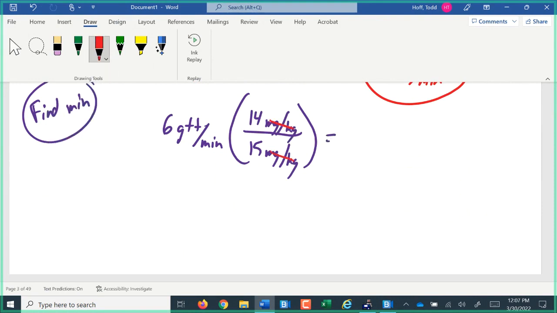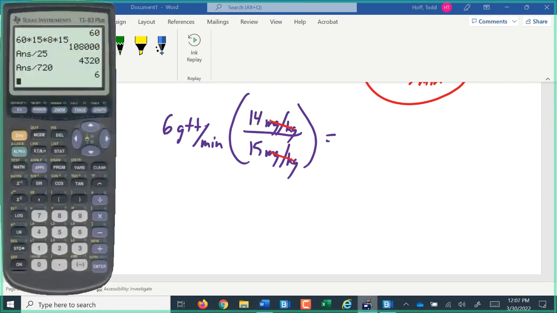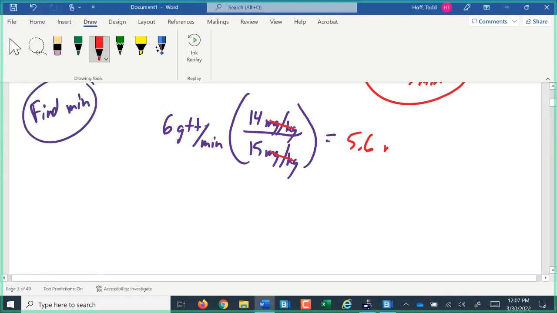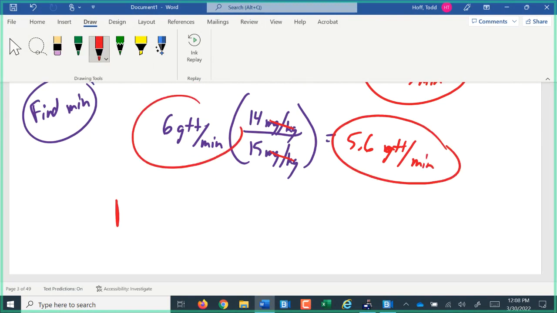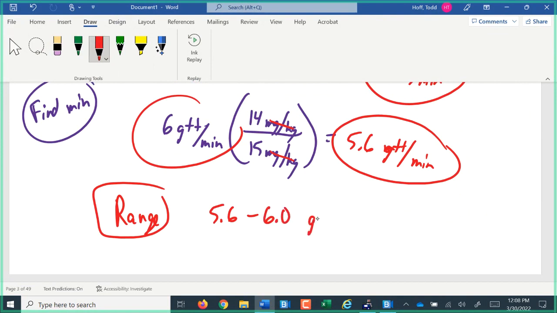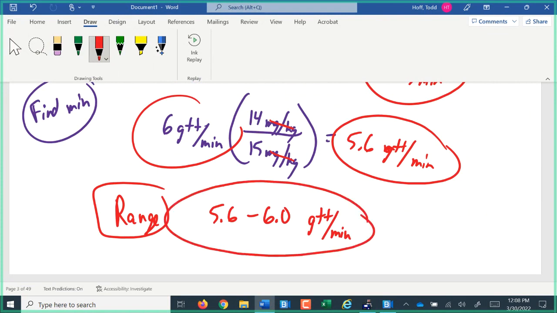So the milligrams per kilogram once again cancel out. Take 6 times 14 divided by 15 gives us 5.6 drops per minute. Our recommended range is anywhere from 5.6 to 6.0 drops per minute for that setting.